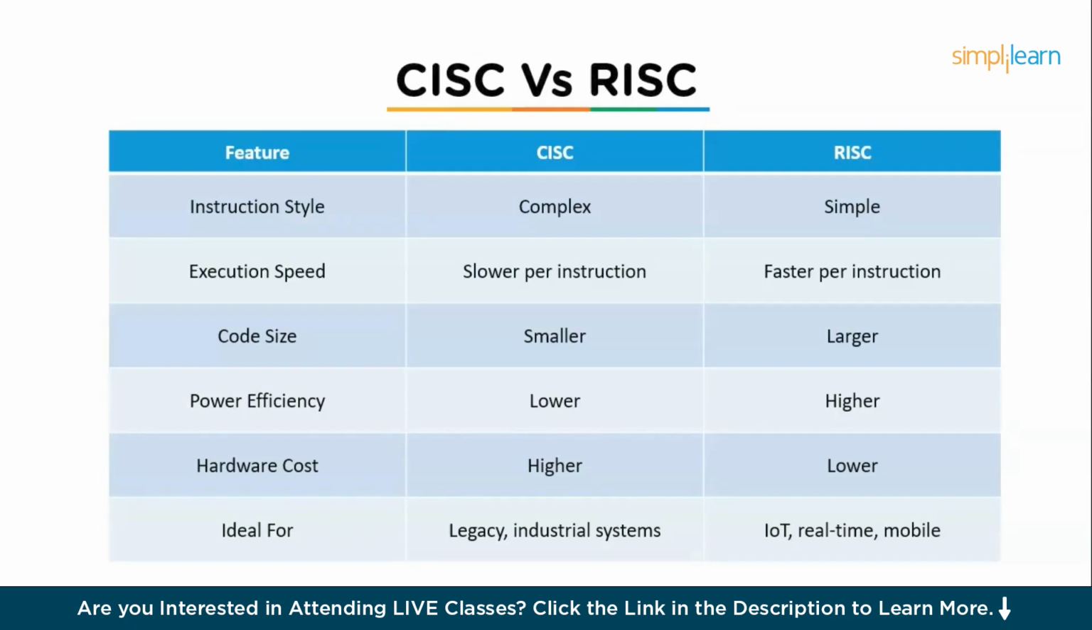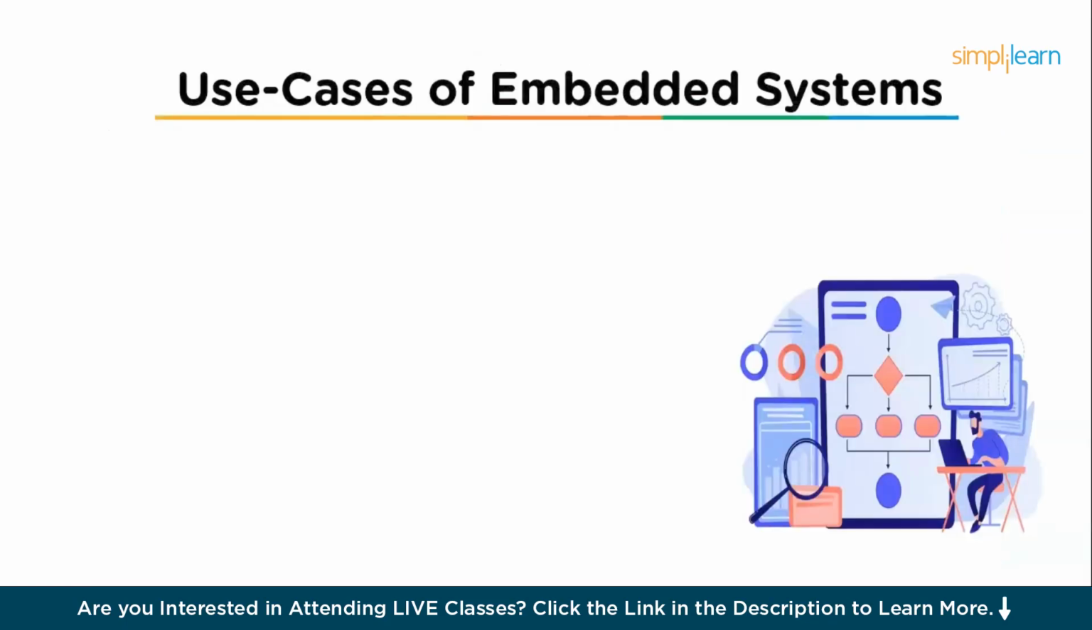So CISC is ideal for legacy industrial systems. RISC is basically made for IoT, real-time and mobile. So after we have knowledge of this difference, let us see the use cases in embedded systems. There are some real-world scenarios.